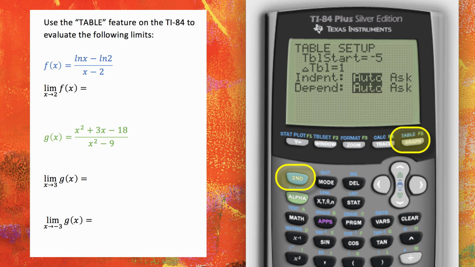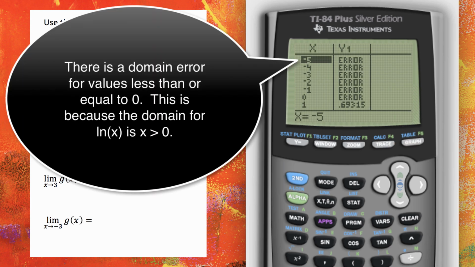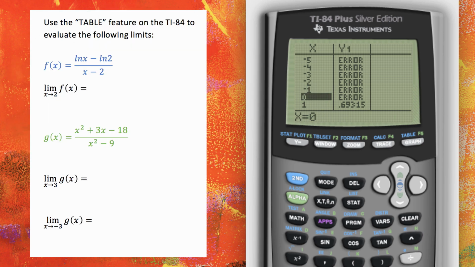For this problem, I did start off at x equal to -5 just to show you that there is an error for any values that are less than or equal to 0. That's just because we have an ln of x in our function, and to evaluate ln of x, we can only plug in numbers that are positive. Then notice that at the value x equal to 2, there's also an error.